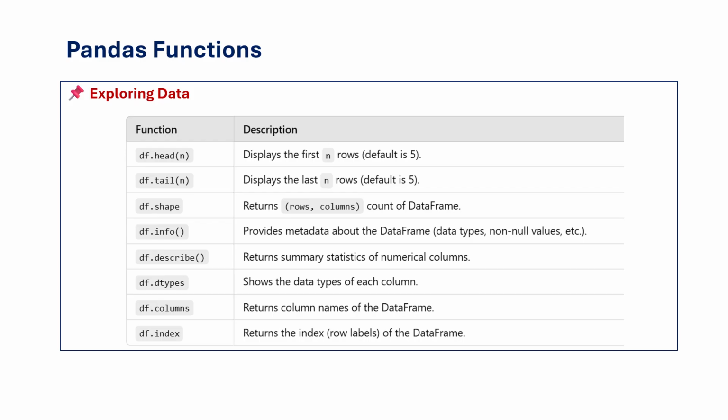And the last one, the df.dtypes attribute, is used to find the data type of each column in a data frame. It helps us to understand what type of data is stored in each column. For example, a name column may contain string values, age may contain integer values, and salary may contain decimal values. Knowing the data type is important because different operations can be performed based on the type of data. For example, we can calculate the average of numerical columns, but we can't calculate the average of text columns. So the df.columns attribute is used to display the names of all columns available in the data frame.